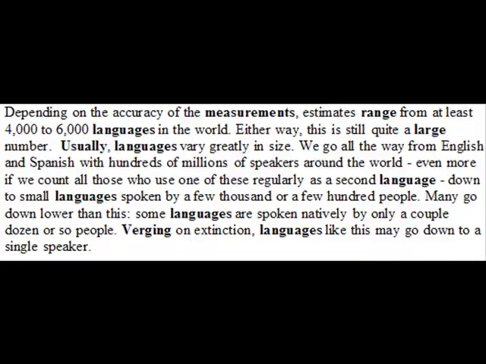3, 2, 1. Depending on the accuracy of the measurements, estimates range from at least 4,000 to 6,000 languages in the world. Either way, this is still quite a large number. Usually languages vary greatly in size. We go all the way from English and Spanish with hundreds of millions of speakers around the world, even more if we count all those who use one of these regularly as a second language, down to small languages spoken by a few thousand or a few hundred people. Many go down lower than this. Some languages are spoken natively by only a couple dozen or so people. Verging on extinction, languages like this may go down to a single speaker.